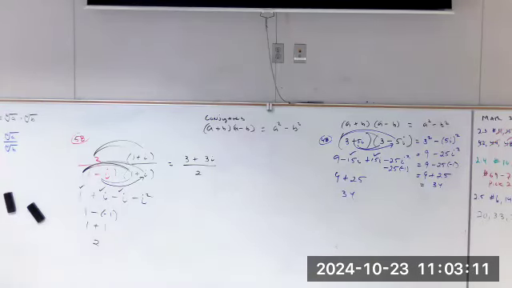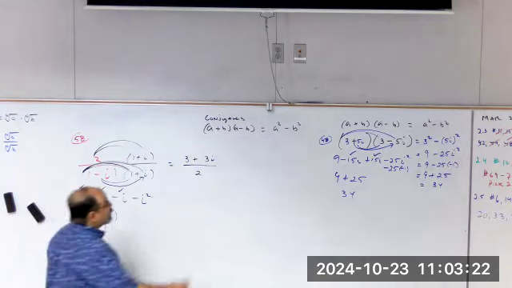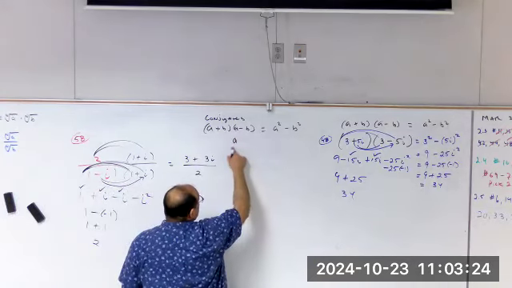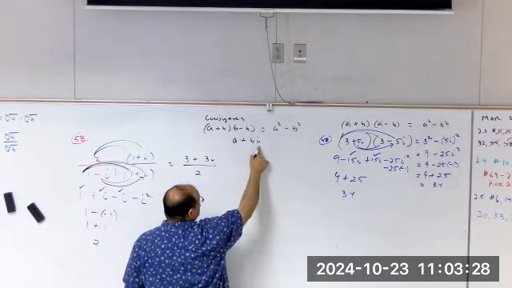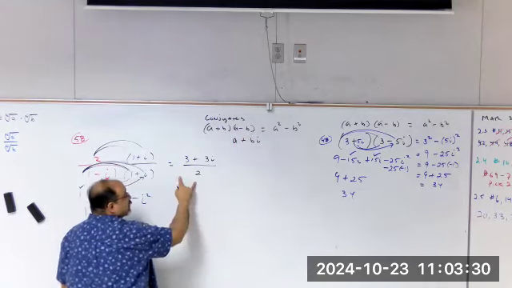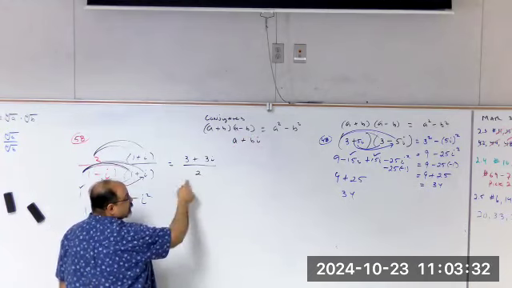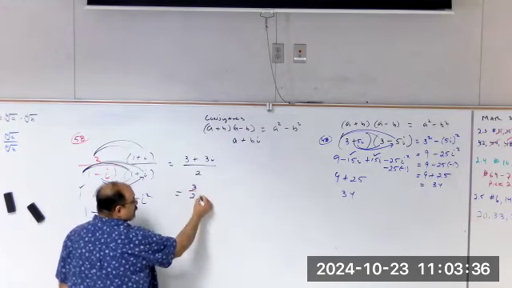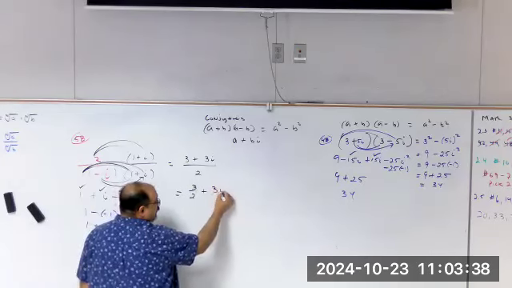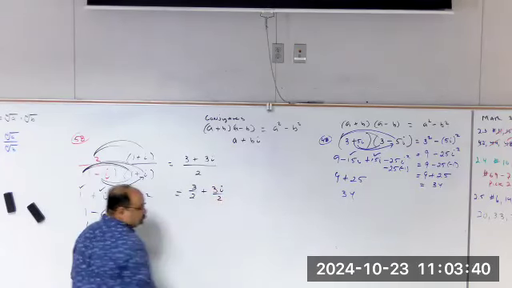Now, in the back of the book, they say write the answer in standard complex form. Standard notation for a complex number is the real term plus bi, the imaginary term. So what you want to do is split this into separate fractions: 3 over 2 plus 3i over 2.